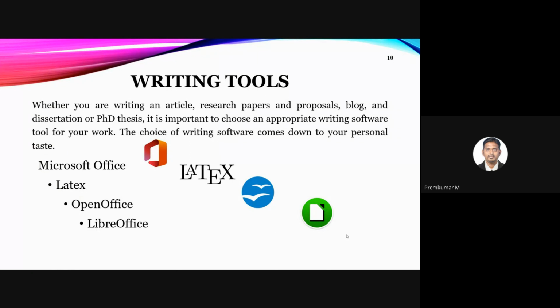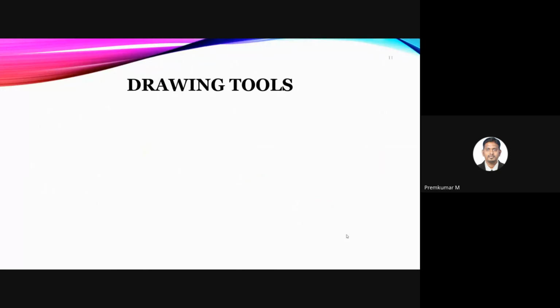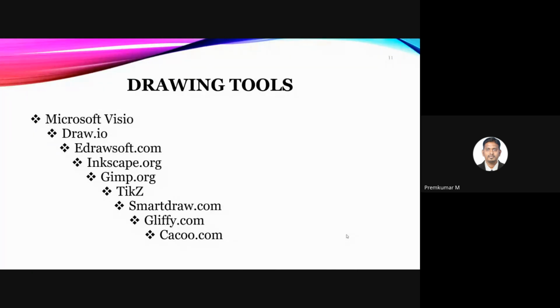And then I have listed some other open source office tools also. And to plot, suppose you want to draw any kind of flow diagram, flow chart or block diagram, some kind of visual representation in your paper, you can use all these tools. One is Microsoft Visio and draw.io, eDraw Soft, Inkscape and GIMP, Tix, SmartDraw, Glyphy, Kaku. I just listed very few tools, but apart from that, so many tools are available.